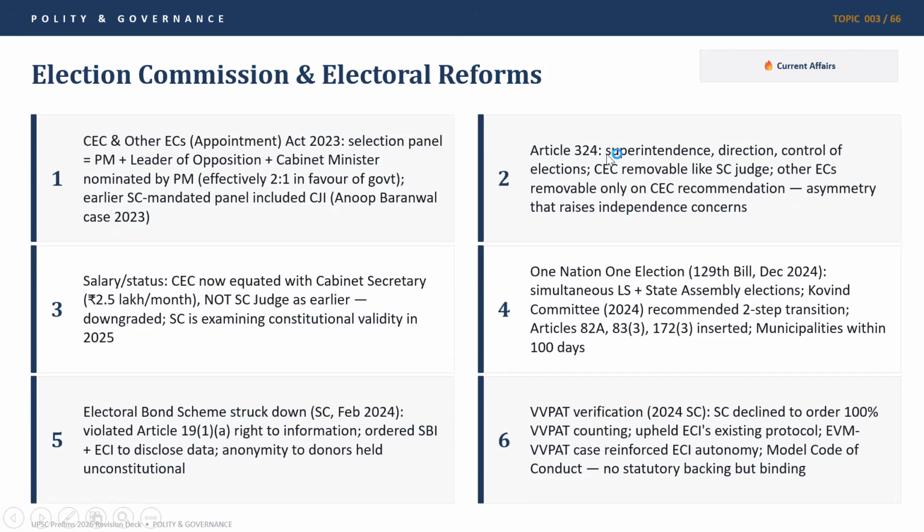Article 324 becomes very important here, where superintendence, direction and control of elections are defined, and the powers of the election commission are derived through this article 324. The CEC is removable like any Supreme Court judge, so it is very important as part of static that you know how a Supreme Court judge or a High Court judge can be removed. What is the difference between those two procedures? And the equivalence of the CEC: it is equivalent to a Supreme Court judge removal.